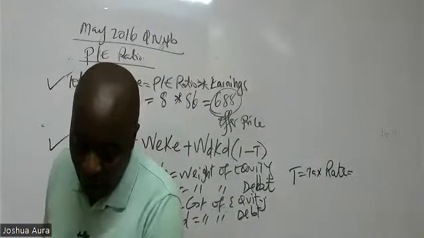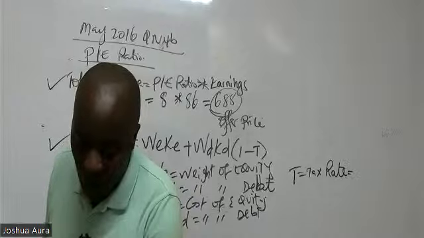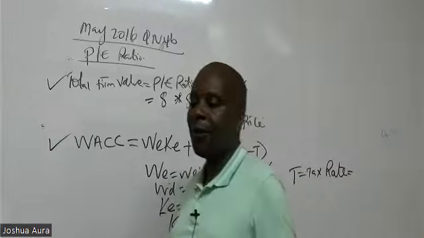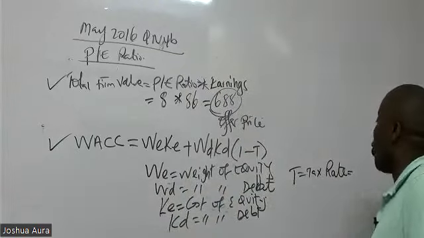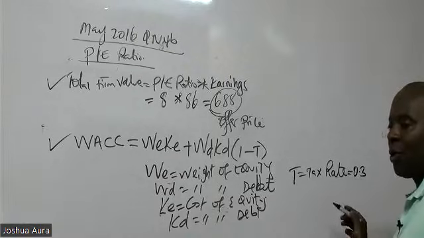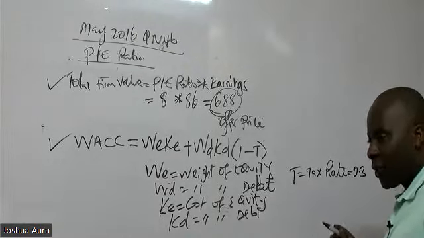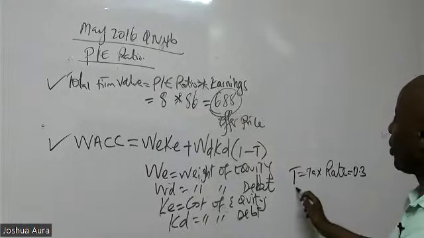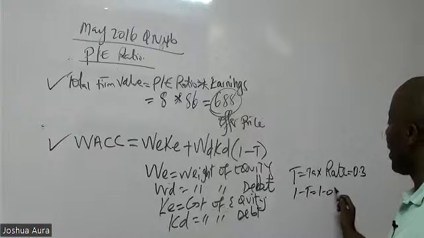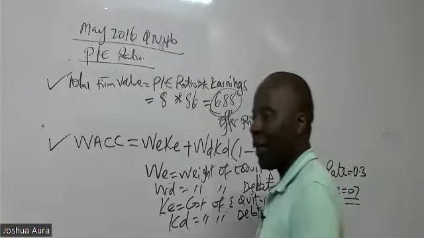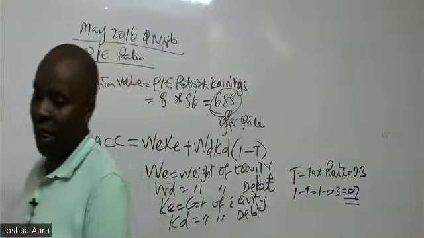Before required, in the second last paragraph, they told us the tax payable is 30%. They always tell you about tax. If they don't tell you, you don't assume. If in finance they don't tell us what the tax is, we don't assume. It will always be zero. If they tell us it's 30%, then we know that 1 minus tax will be 1 minus 0.3, which will give me 0.7.